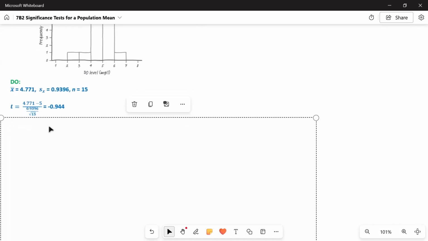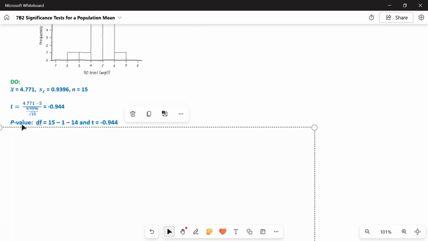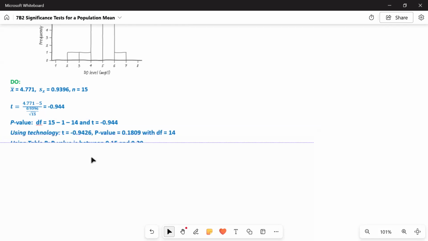Okay. And then this gives us 14 degrees of freedom, because 15 minus 1 is 14, and the t-star value of negative 0.944, which results in a p-value of 0.1809. That's with 14 degrees of freedom. So if you use technology, that's what you would get.